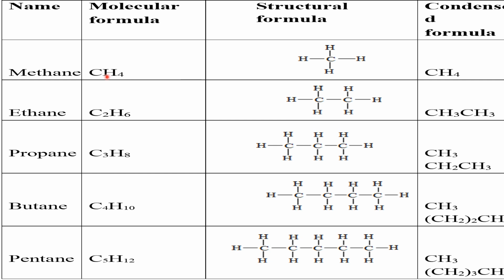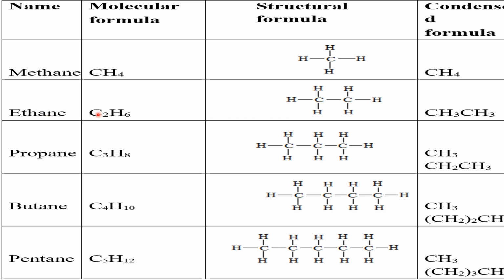The structural formula for methane is this: carbon occupied by the 4 hydrogen atoms, since we have only one carbon atom. Then the condensed formula in this case looks exactly like the molecular formula, but as we keep on going through the examples, you see the importance of the condensed formula. The next is ethane. So ethane, eth is 2.